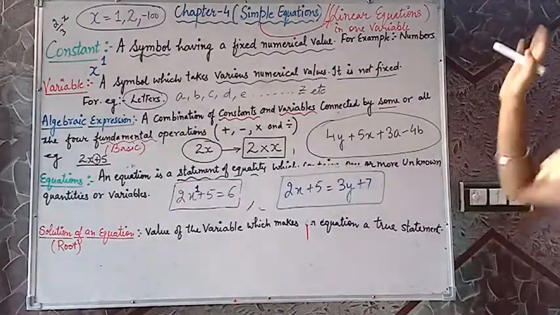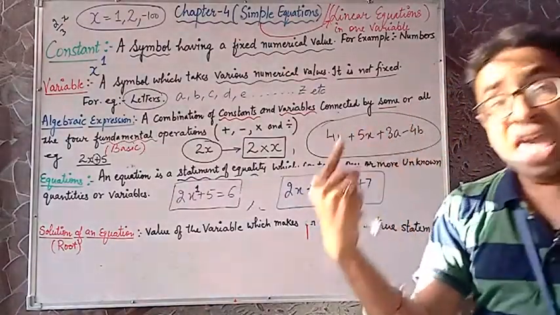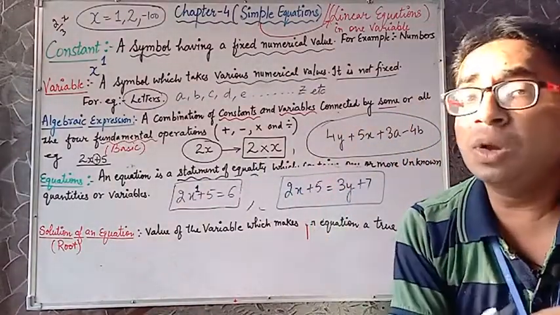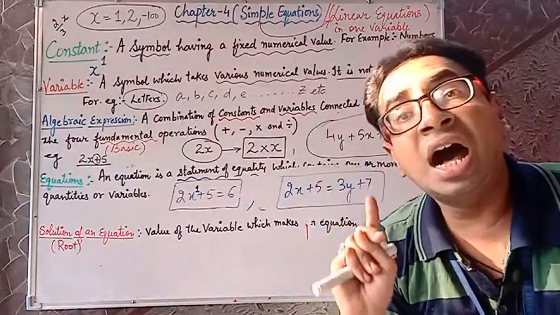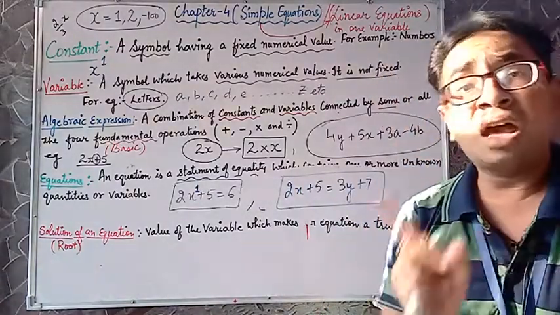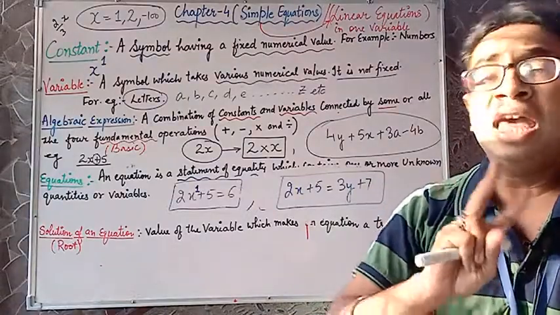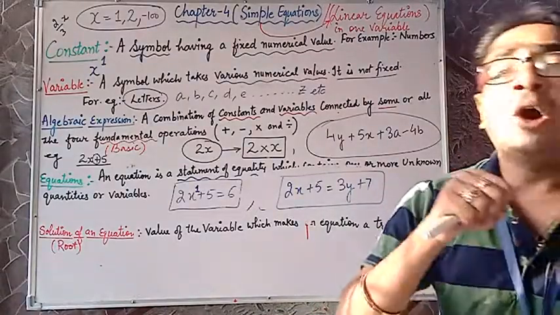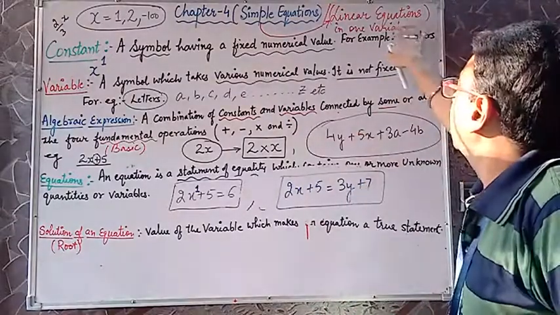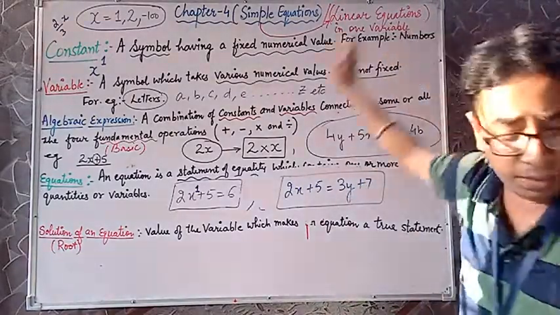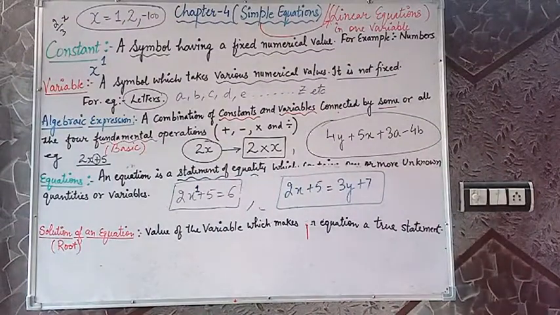So in this chapter, if we are considering x in the equation, we have to consider x on both sides, LHS also and RHS also. On both sides we have to consider x, or y, or t, or s, whatever we want to consider. That is what linear equation in one variable means. Clear? Last definition, that is the solution of an equation.